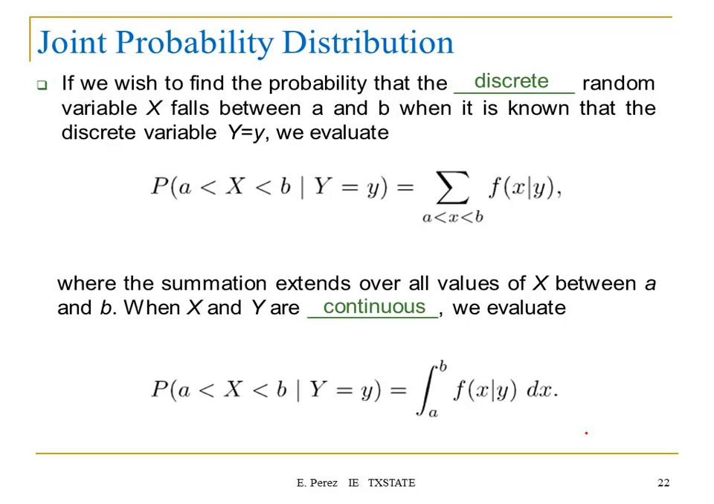Again, these are the concepts that we learned for just one random variable. What we're trying to do now is to extend those concepts to a joint density distribution.